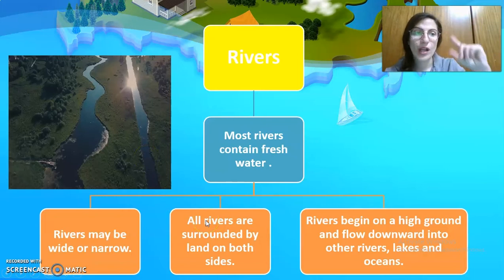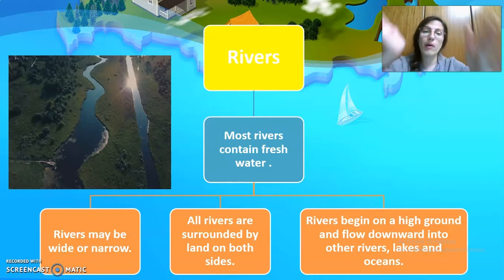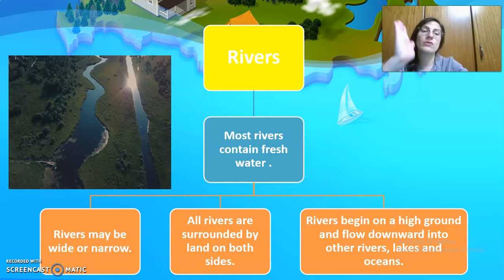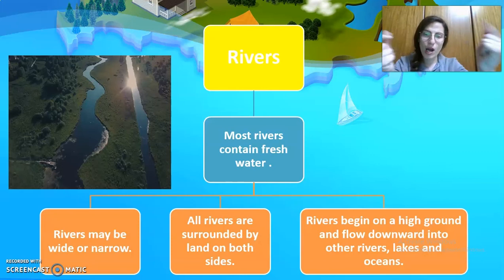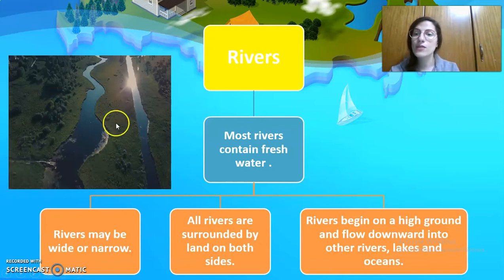Number 3. All rivers are surrounded by land on both sides. Observe, all rivers are surrounded by land on both sides, okay?